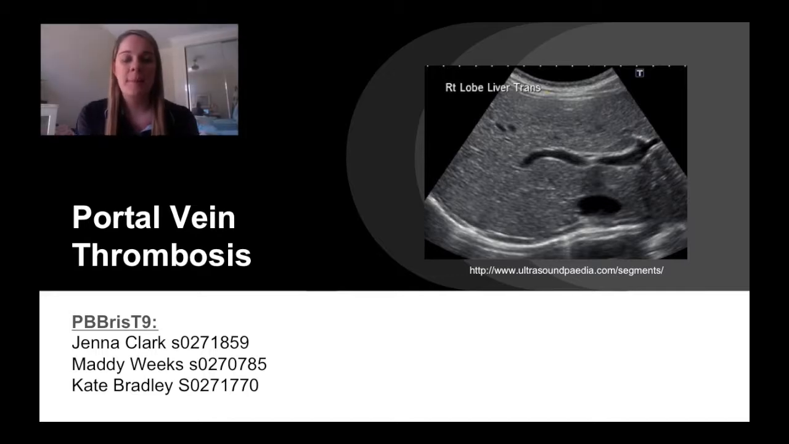My name's Jenna. Myself, Maddie and Kate are third year CQU sonography students here today to give you a presentation on portal vein thrombosis. We will be covering the signs and symptoms, treatment, sonographic appearance and imaging protocols in relation to this.